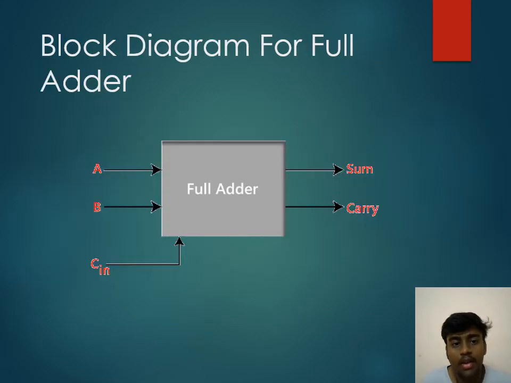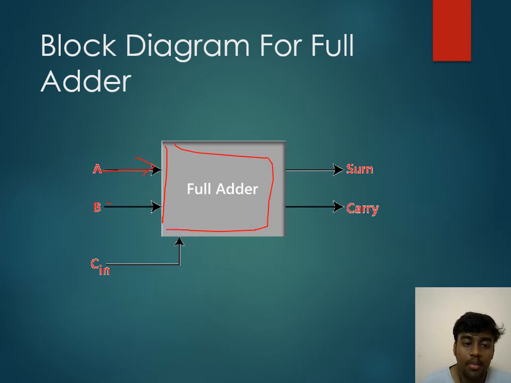The block diagram for full adder would be again a same rectangular box with three inputs provided. In the previous case for half adder we provided just two inputs, and you get the same two outputs, sum and the carry. The full adder also has the same outputs as the half adder.